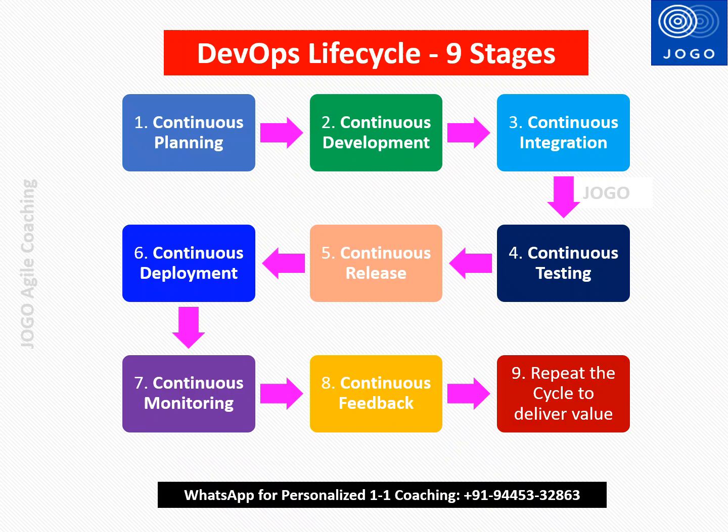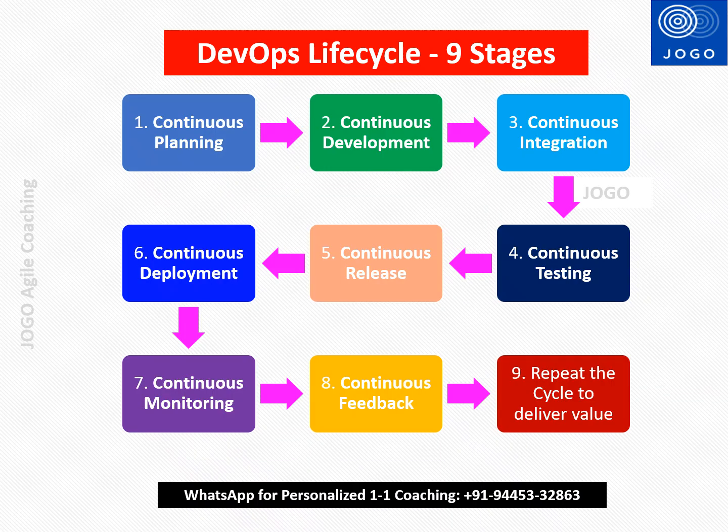Fifth stage is continuous release. So whatever code is tested should be ready in a separate instance, that is called continuous release, so that we can do UAT or any testing, integration testing continuously. The next one is continuous deployment. The deployment should happen continuously to the environment whatever we are defining. So it should be automated.